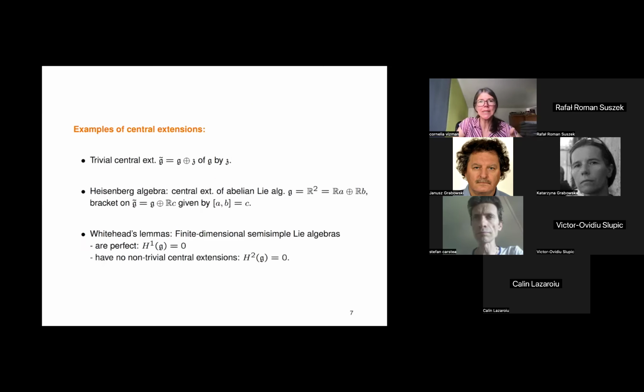Now I have some basic examples, the trivial one, of course, and then the Heisenberg algebra, which is a central extension of R2, where C is the central term, and here the bracket of A, B is the central element. And for finite-dimensional semi-simple Lie algebras, we have the Whitehead lemmas that ensure that both H1 and H2 are 0. So semi-simple Lie algebras are perfect, and they have no non-trivial central extensions.